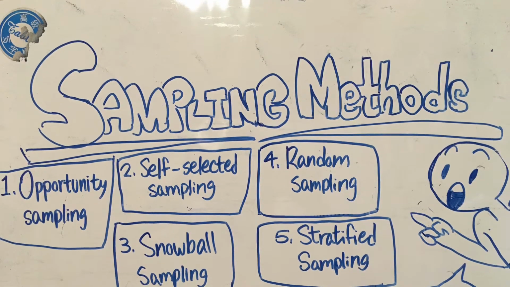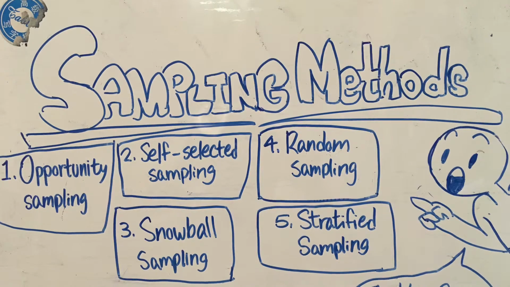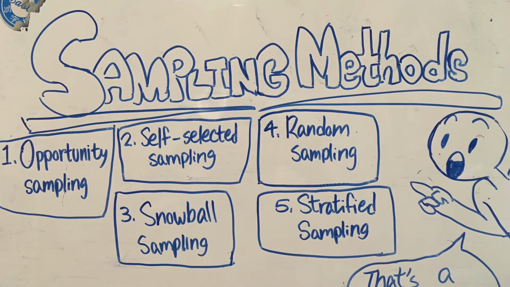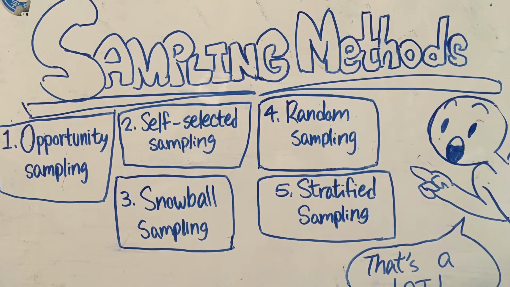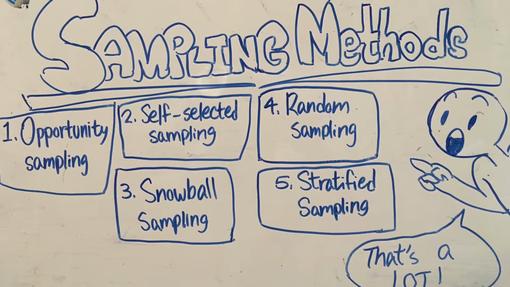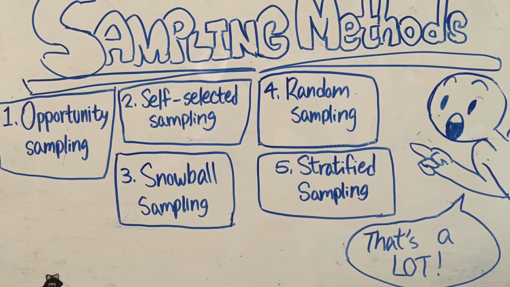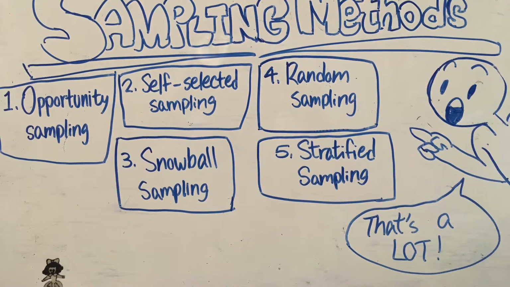There are multiple different sampling methods, which include opportunity sampling, self-selected sampling, snowball sampling, random sampling, and stratified sampling. All of the aforementioned sampling methods are used accordingly so as to suit the aims of the study. I will explain the reasons why these different methods are used in this flipped video, and the strengths and weaknesses of these methods.